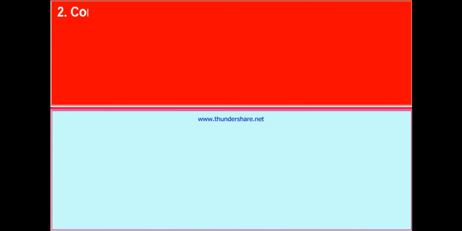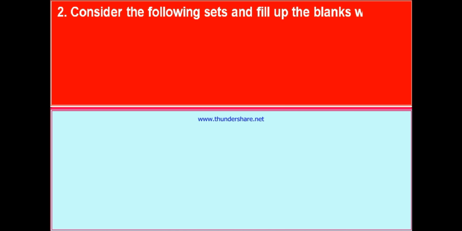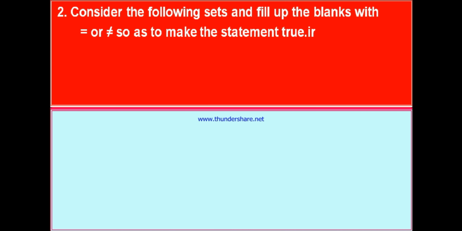Now question number 2. Consider the following sets and fill up the blanks with is equal to or not equal to so as to make the statement true. I shall repeat. Consider the following sets and fill up the blanks with is equal to or not equal to so as to make the statement true.